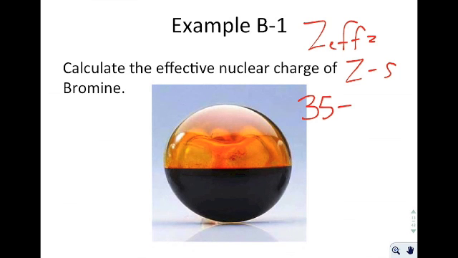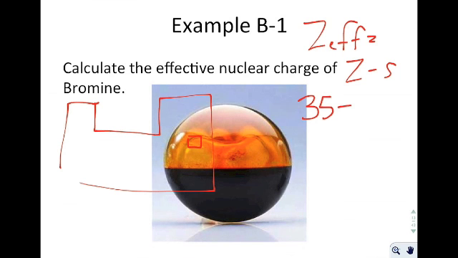Now the number of shielding electrons can easily be calculated on the periodic table if you just look at it. So you find bromine's position on the periodic table, and it's roughly right here. It's a halogen, and it's in the 4th period.